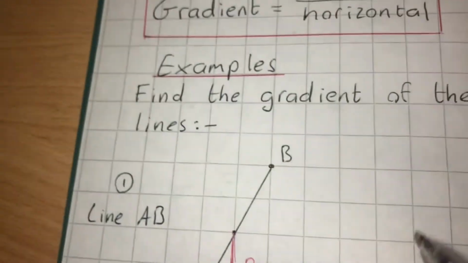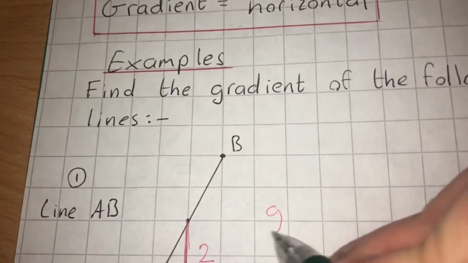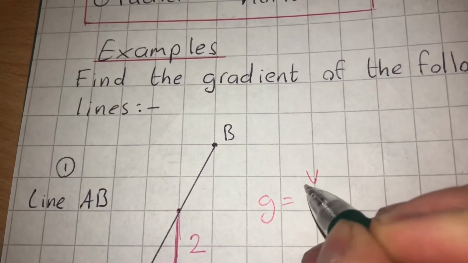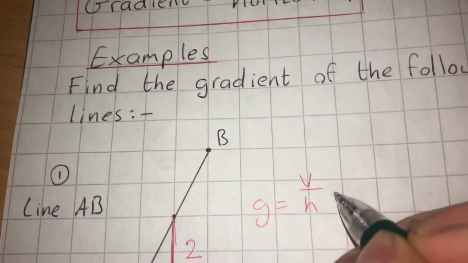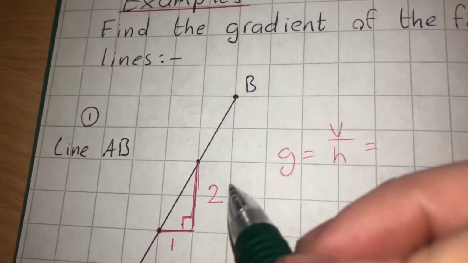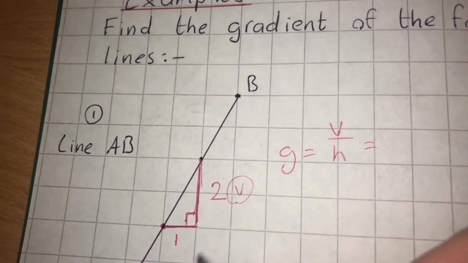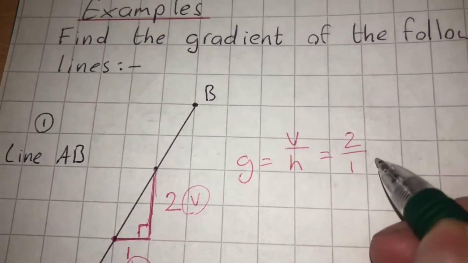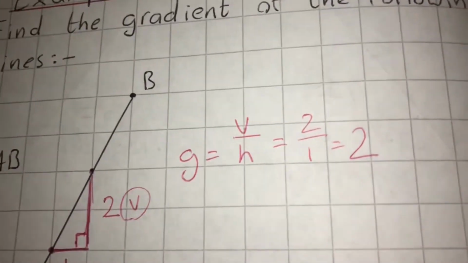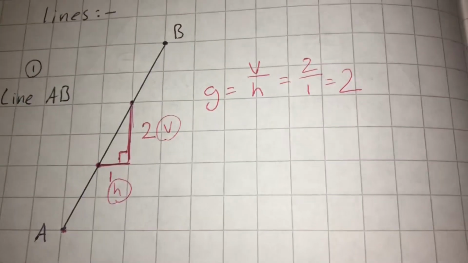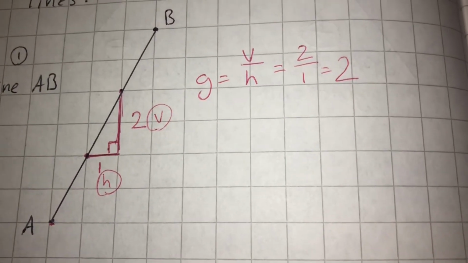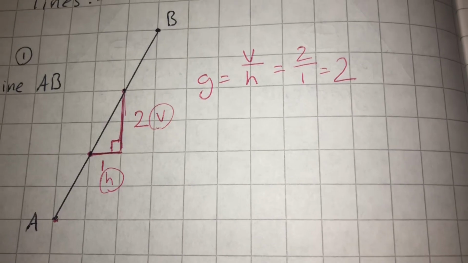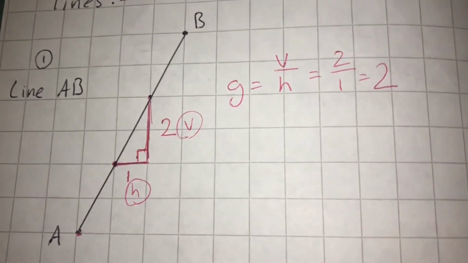And then we use this formula, so gradient, G for short, is equal to vertical over horizontal, V and H for short, and we just substitute in our values. So this being the vertical distance and this being the horizontal distance, it is just 2 over 1, 2 divided by 1, which is just 2. So this has a gradient of 2, and there's no unit that needs to go with that gradient. There's just a numerical value that tells us the steepness of the line. So this line has a gradient of 2.